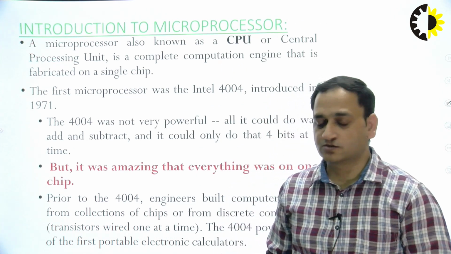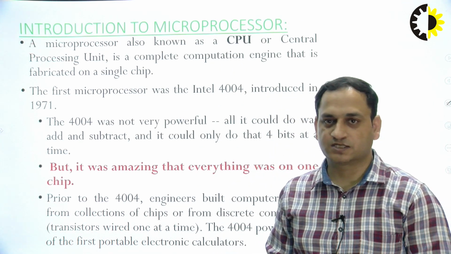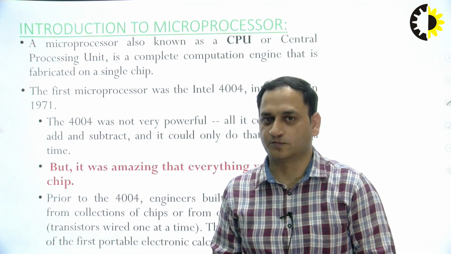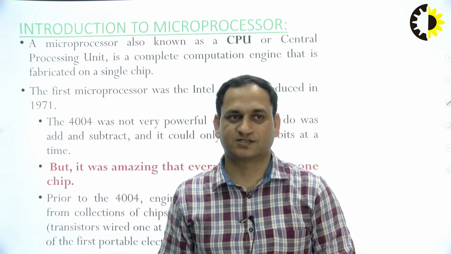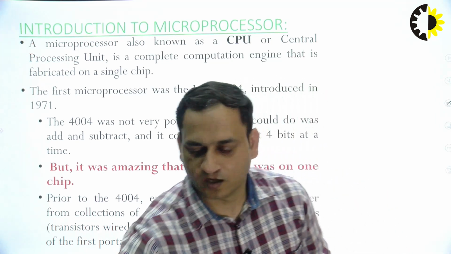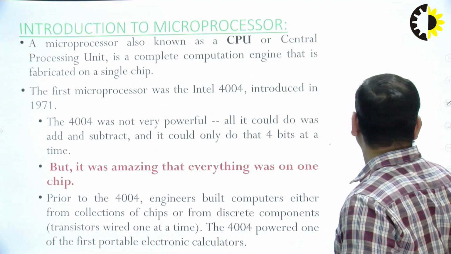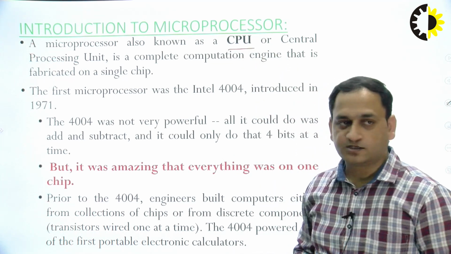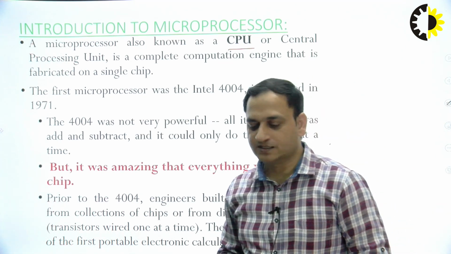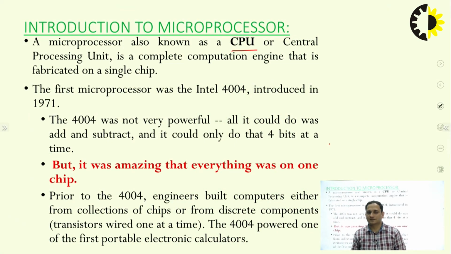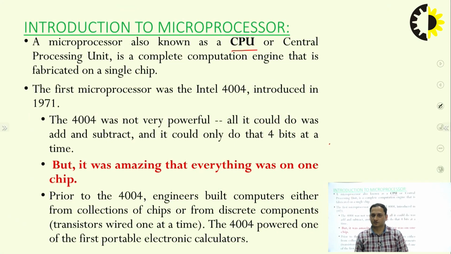So first of all, we must introduce the concept behind the microprocessor, what it is and what its operations are. Before that, it must be very clear to all of us that a microprocessor is nothing but the CPU, or the central processing unit. It's a complete computation engine that is fabricated on a single chip. This microprocessor is generally used for the processing of information or data. Wherever data is to be processed or a program is to be written, a microprocessor is required.